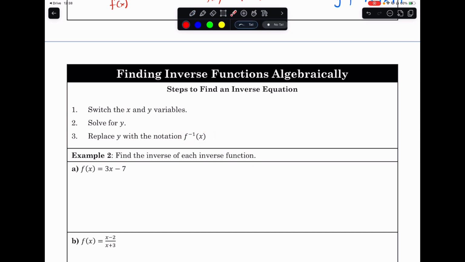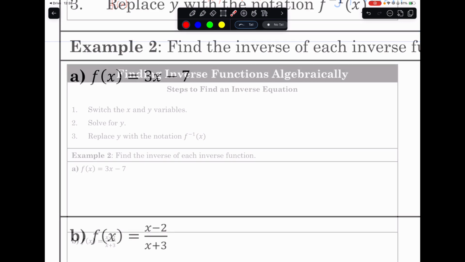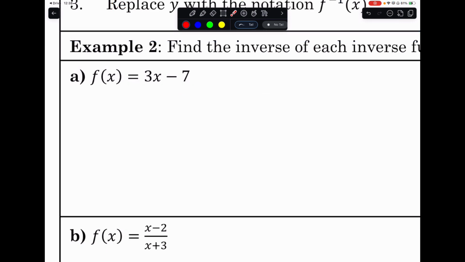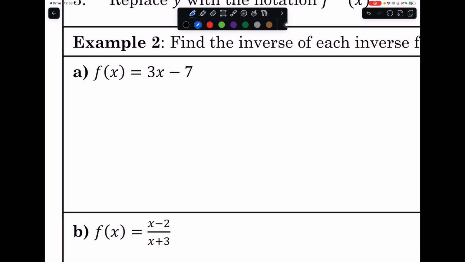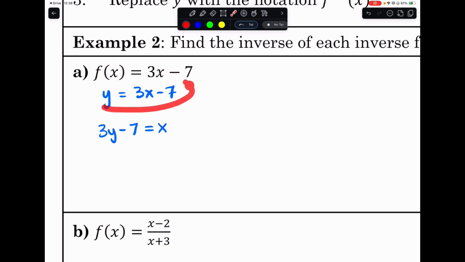So for example, let's look at example 2a. Recall that y is the same thing as f of x. So let's write this as y equals 3x minus 7. So we're going to replace the notation f of x with y. First thing we're going to do is switch the x and y values. So we have 3y minus 7, and we're going to have it equal to x. So that's the first step, switching the x with the y. So we replace the x with the y and have it equal to the x value, which again is y.